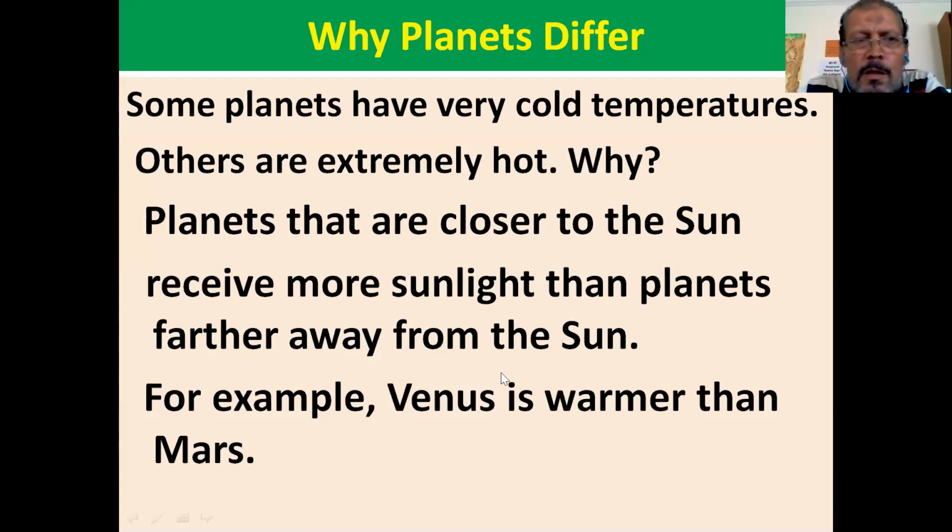After watching this video and listening to the information inside it, we complete our lesson. Why do planets differ? Some planets have a very cold temperature. Others are extremely hot. Why? Because planets that are closer to the sun receive more sunlight than planets further away from the sun. For example, Venus is warmer than Earth.